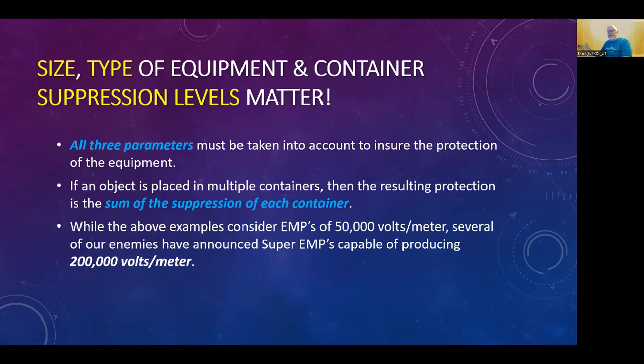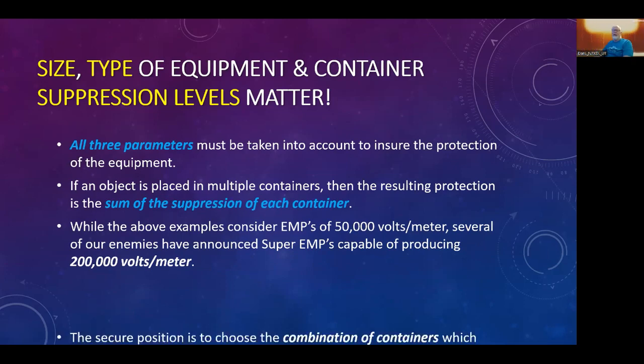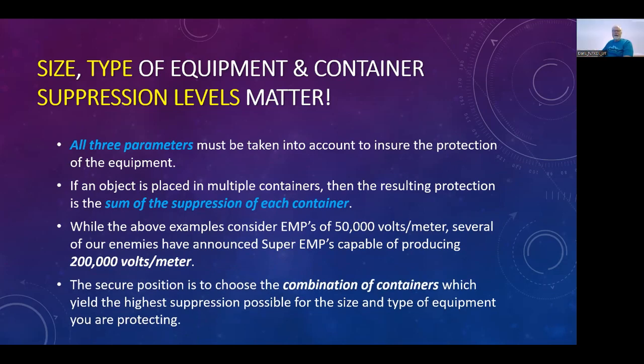Again, this is, of course, 2,000 volts per meter, and several of our enemies have announced super EMPs capable of producing 200,000 volts per meter. So you need to adjust the numbers there. The secure position is to choose a combination of containers which yield the highest suppression possible for the size and type of equipment you are protecting.